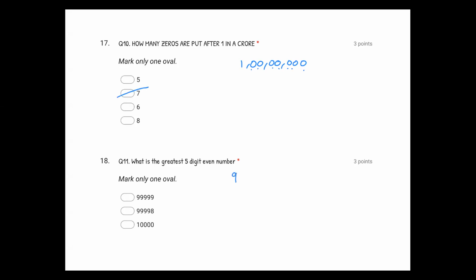What is the greatest 5-digit even number? We know the greatest 5-digit number is 5 nines, 99,999. But it is not even. Means if you want to convert it to even, you have to subtract 1. 99,998. The answer is 99,998.